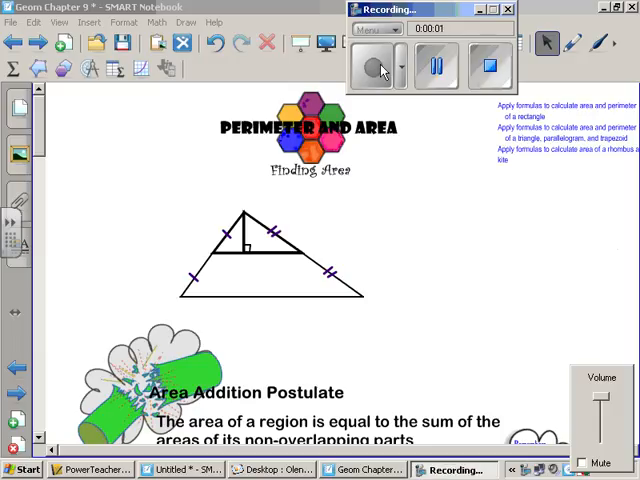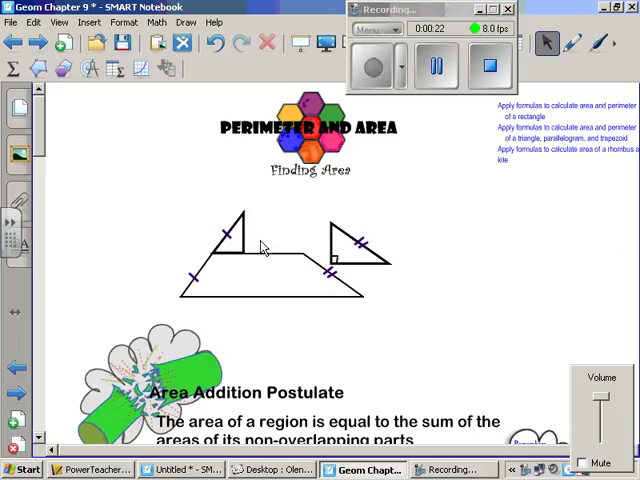Chapter 9 is a chapter on perimeter and area. And pretty much all area formulas of quadrilaterals come from the combinations of different kinds of triangles. Like if you take apart this triangle and put it together, if I can get it together here.